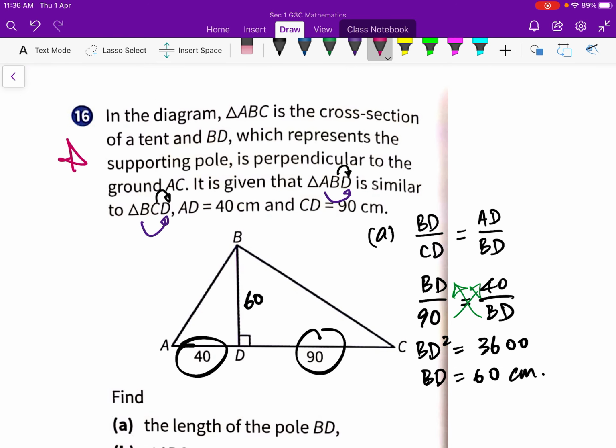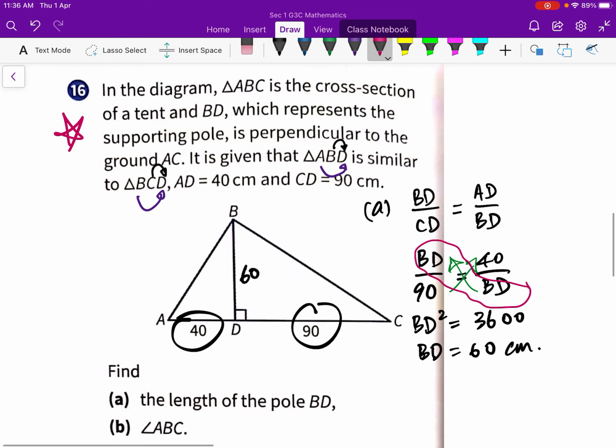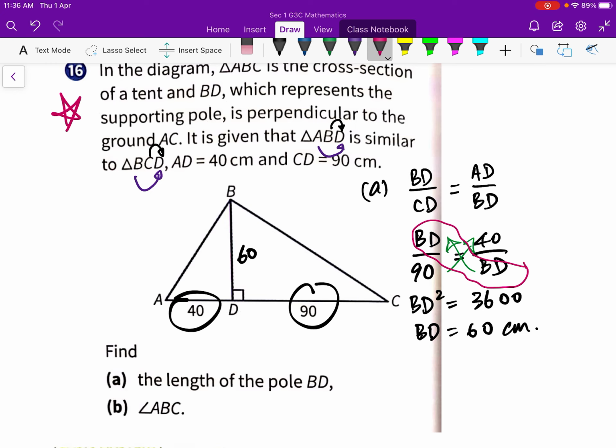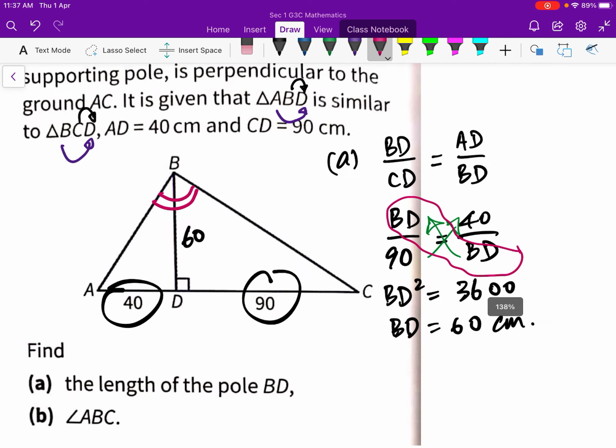So this is another favorite question where we like to make you obtain a square. Then you end up having to square root. Now next one, angle ABC, this big angle over here. How to find this? Anybody knows? Anybody managed to get the answer?